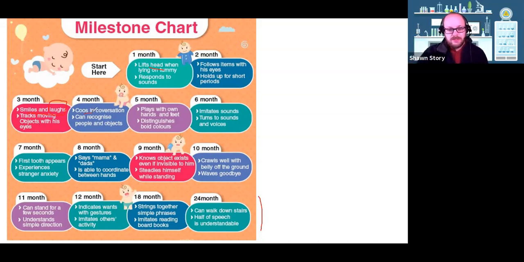Are they making those sounds? Are they producing sounds? Even though it's not necessarily intelligible language, are they using sounds? Are they going to start gesturing towards things? Imitating sounds is super important for that oral development.